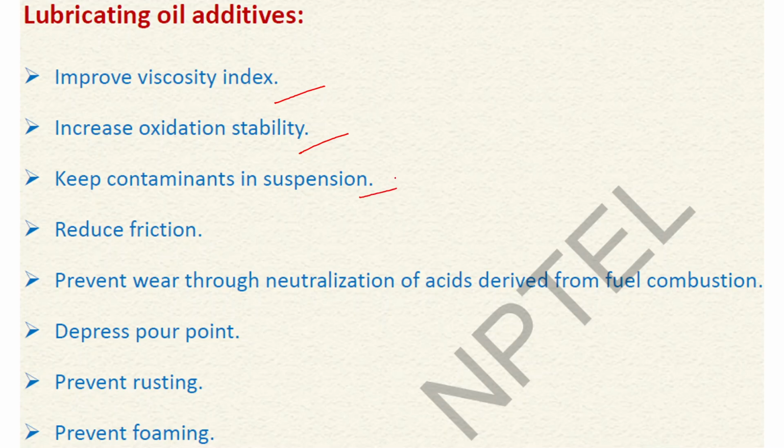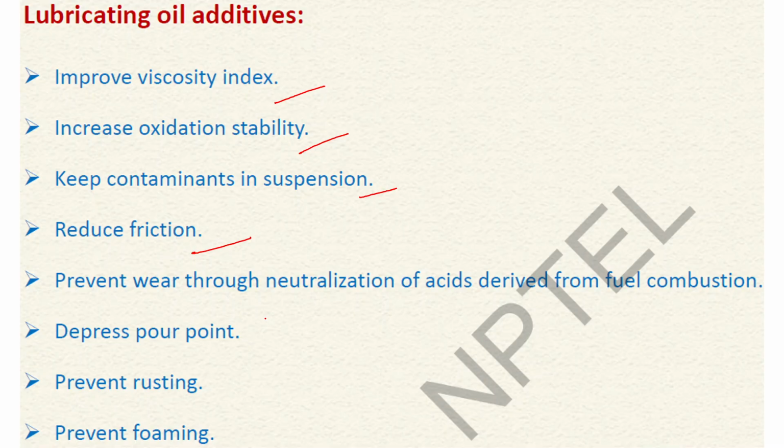Some kinds of additives are added so that this lube oil keeps all the contaminants formed by the moving parts of the machine. For example, if some acid sludges or varnishes are given out, these contaminants can form a suspension with the lubricating oil and be carried away from the moving parts. And then there are additives to reduce the friction. These additives also prevent wear through neutralization of acid derived from fuel combustion.